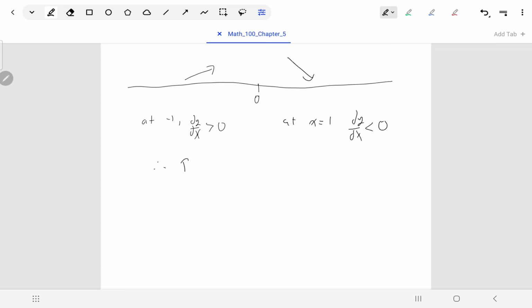So that means we can say that we have a relative max at the point (0, 1).